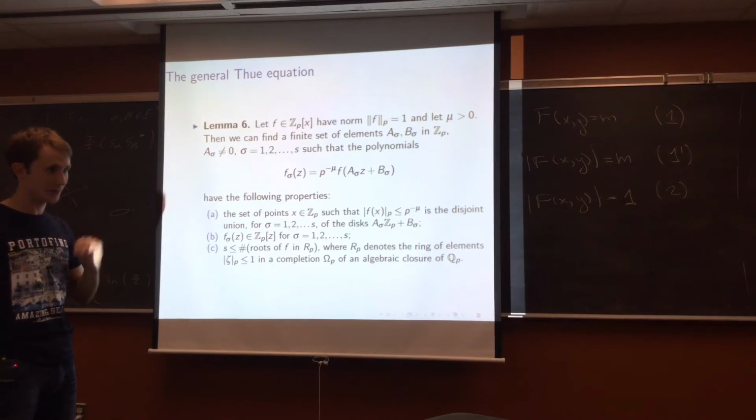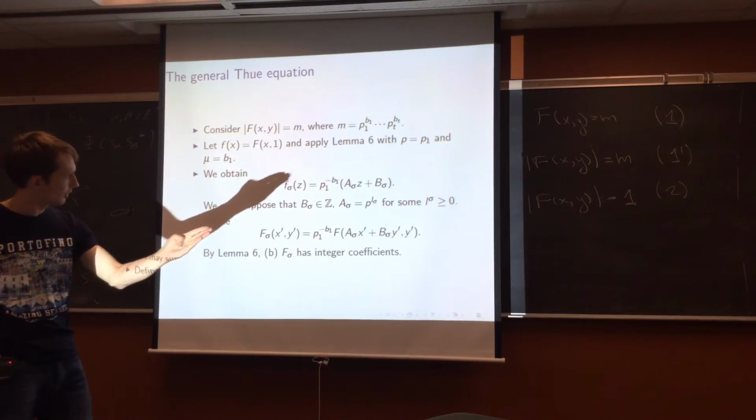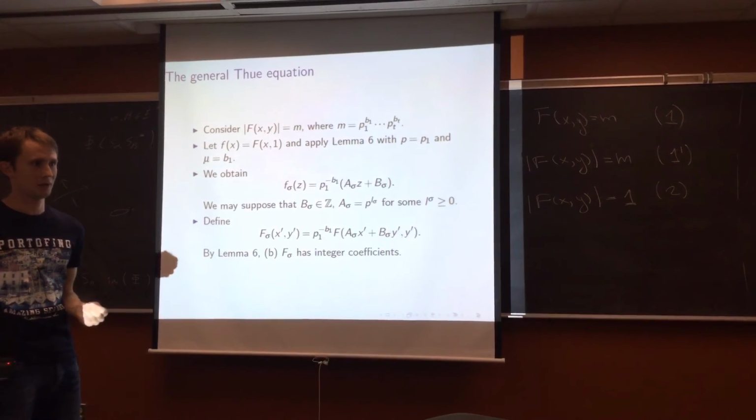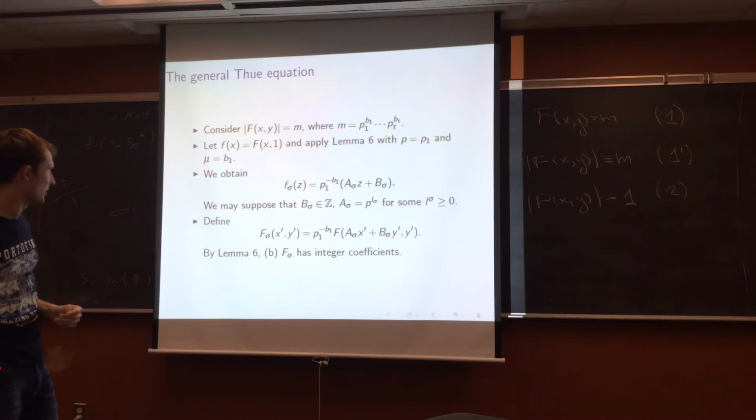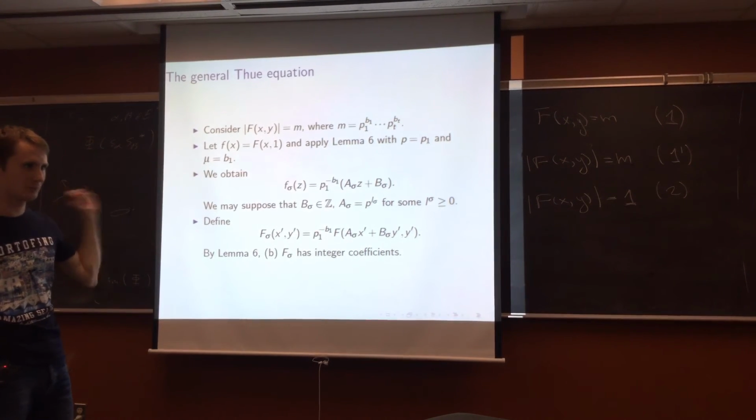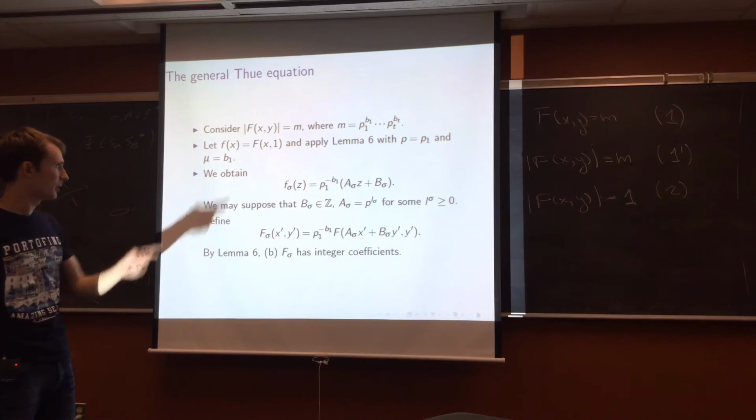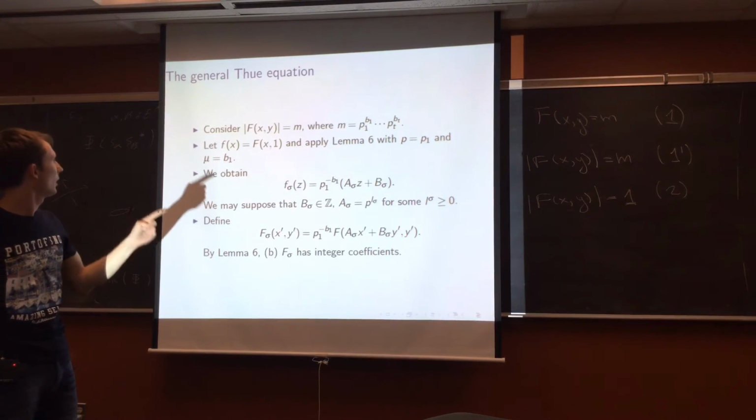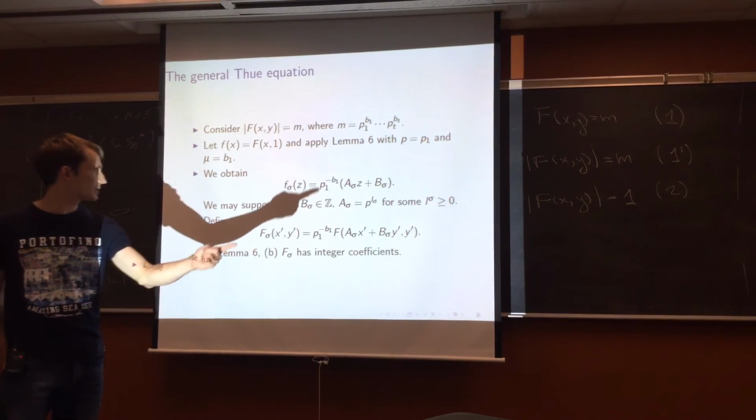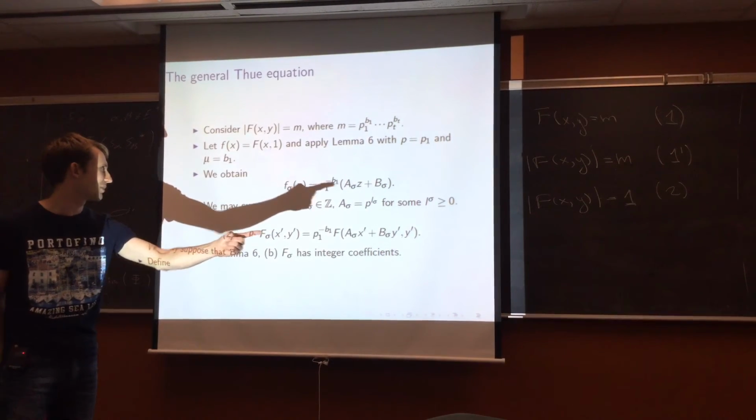How does that help us? Well, here's the thing. Write your m as the product of powers of primes. Let your f of x, your polynomial that appears in the lemma before, be capital F of x1. Pick your p to be p1, and pick your mu to be b1. By the lemma, there exists a sigma and b sigma. Oh, there should be f over here, of course. Apologies.